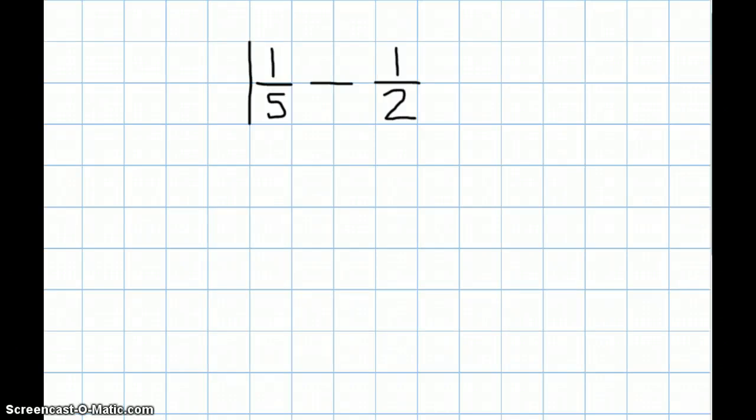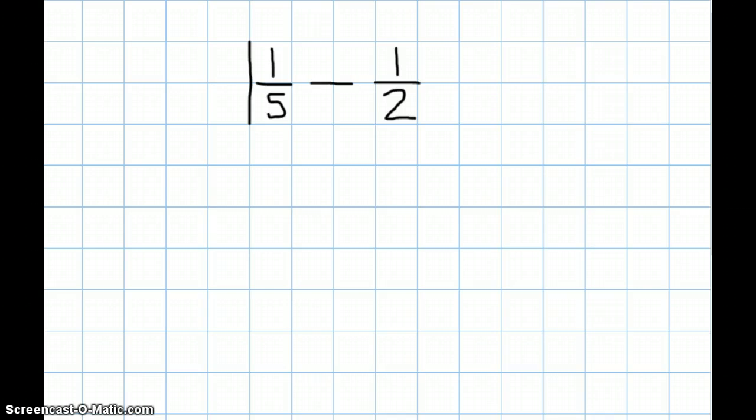Okay, so today we're going to go over how to do subtracting of mixed numbers with renaming, as we did in class today. And I know it gave several people some difficulty, so let's go through it now. So the first thing we have here is the problem 1 1/5 minus 1/2.